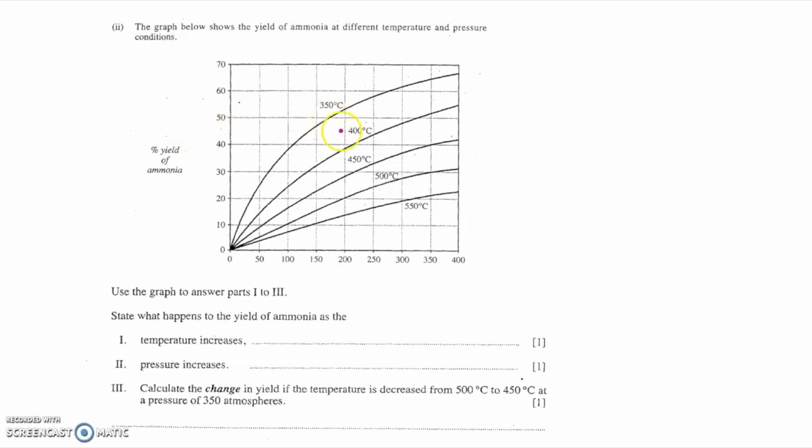So part 2 is asking you to use the graph to answer parts 1, 2 and 3 here. So it says what happens to the yield of ammonia as the temperature increases? Well, when you increase the temperature, you can see from the graph that the yield decreases. So if you said the yield decreases, you get 1 mark. And then it says what happens to the yield of ammonia as the pressure increases? Well, as we increase the pressure at all the different temperatures shown here, it leads to an increase in yield. So the yield increases when we increase the pressure.